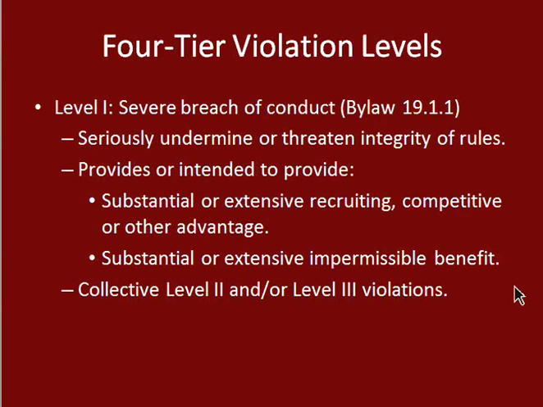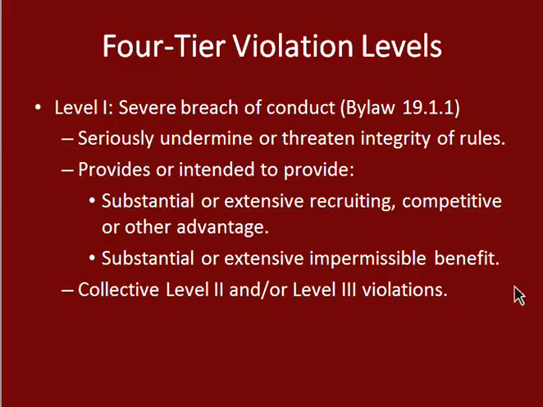Now let's go through briefly the 4 violation levels under the new process. Level 1 under Bylaw 19.1.1 is severe breach of conduct. Those breaches of conduct are those that seriously undermine or threaten the integrity of the NCAA Constitution and bylaws, breaches of conduct that provide or are intended to provide a substantial or extensive recruiting, competitive, or other advantage, or provide or are intended to provide a substantial or extensive impermissible benefit. Also, multiple or collective Level 2 and/or Level 3 violations can also constitute a Level 1 case.